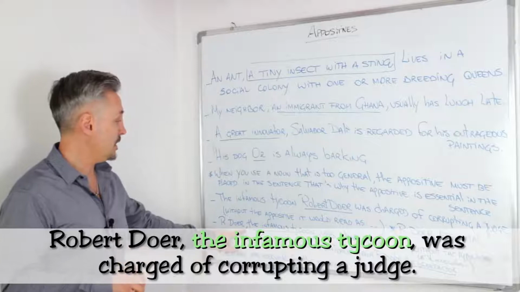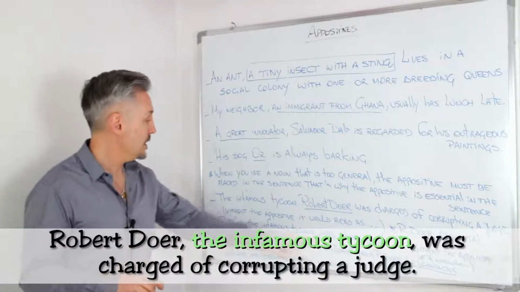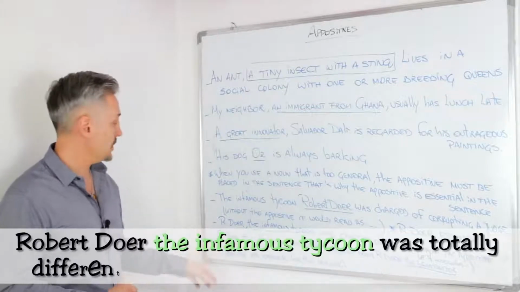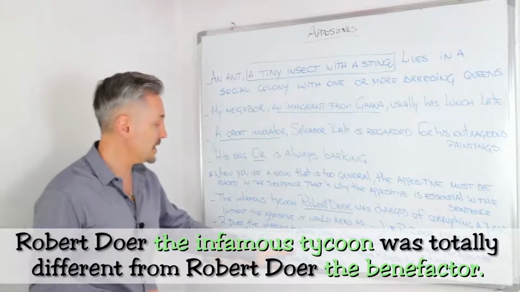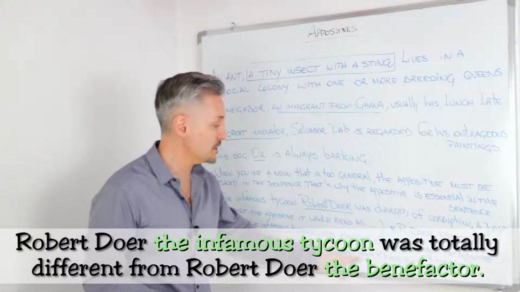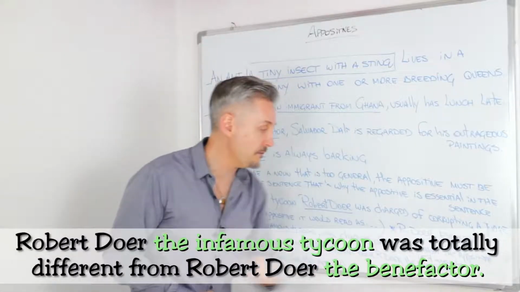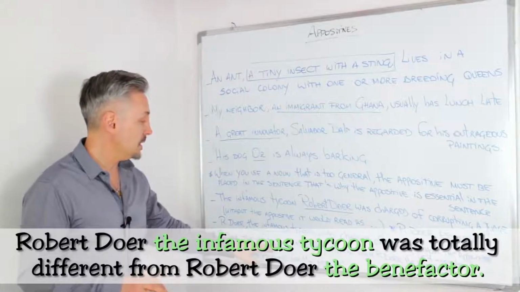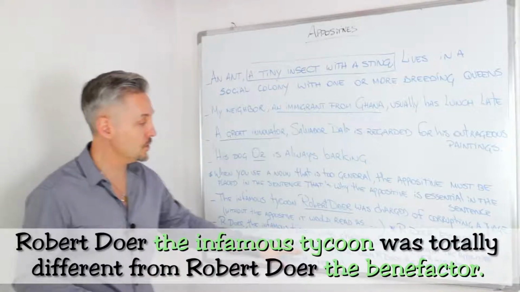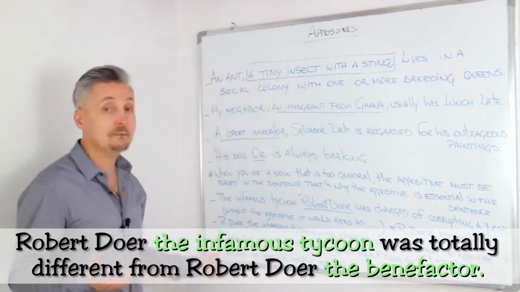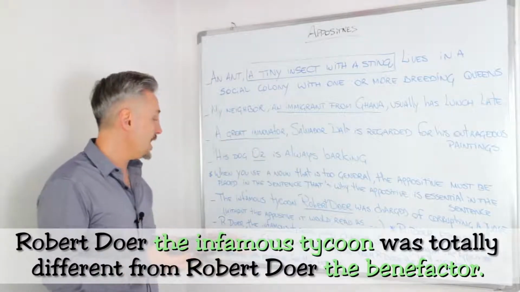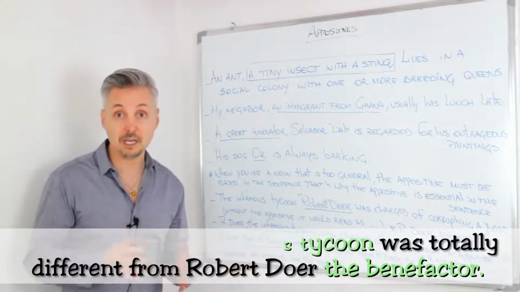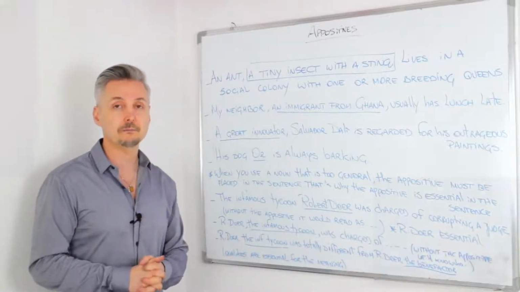And here you can see the commas around the appositive. The third example, Robert Doer, the infamous tycoon, was totally different from Robert Doer, the benefactor. If you take out the infamous tycoon and the benefactor, it wouldn't make sense. So the qualities here, which are the appositives, are essential to the whole meaning of the sentence.